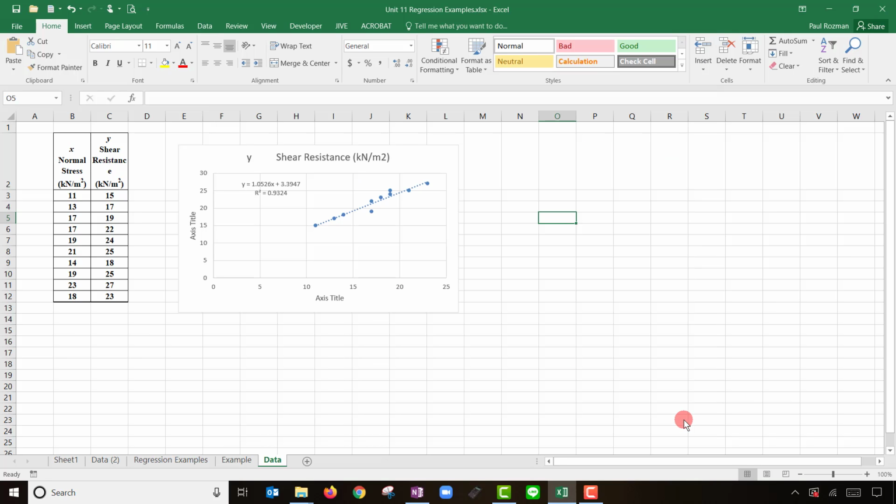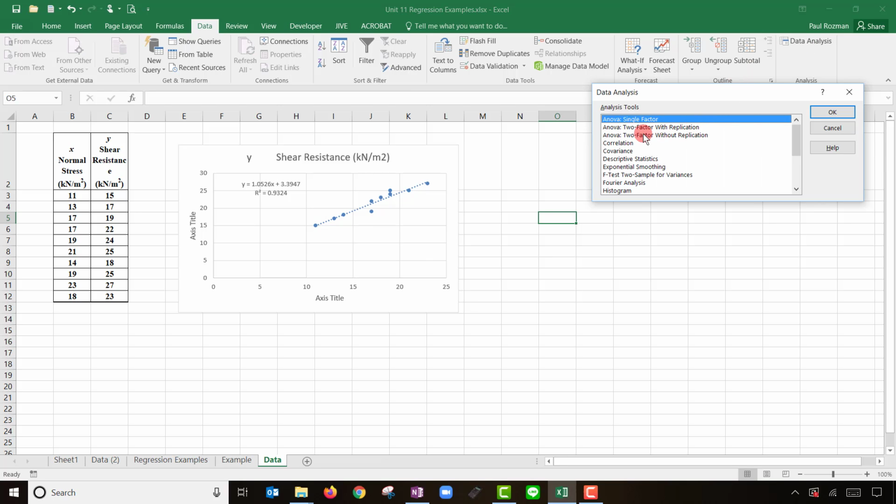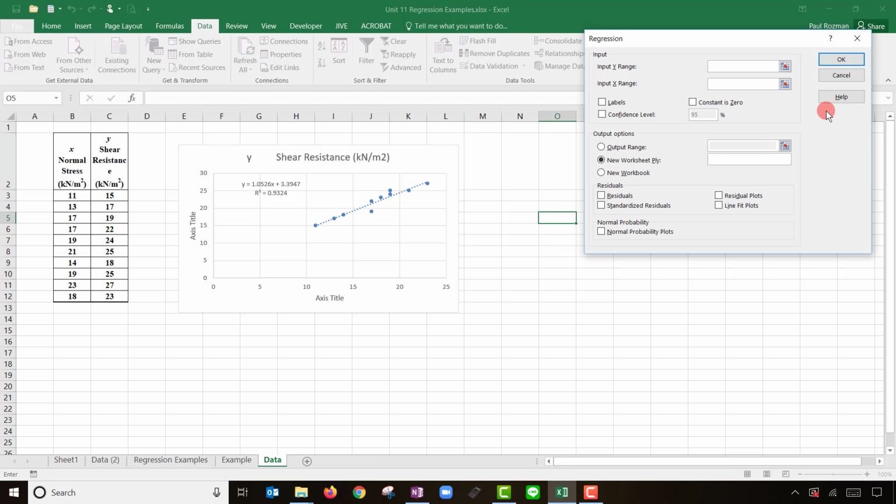When you do that analysis tool pack, it adds to your data tab another menu option called data analysis. And under that, we've used this a few times now. We did analysis of variance, we did the F-test, we did descriptive statistics, we made histograms, we did a t-test, and now you'll see that there's also regression. So we can click on that.